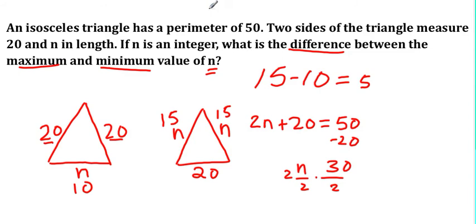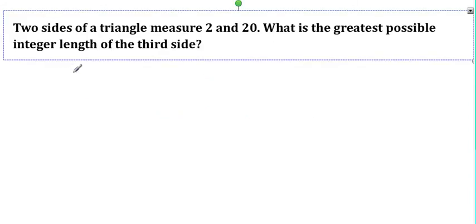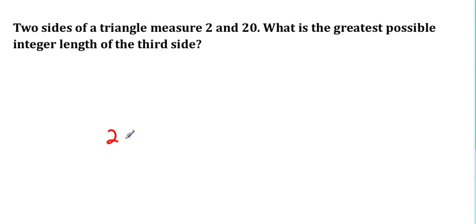And that wasn't really why we were here. I just liked that problem, so I threw it in there. Two sides of a triangle measure 2 and 20. What is the greatest possible integer length of the third side? 2 plus 20 is 22. The greatest possible integer is 21.